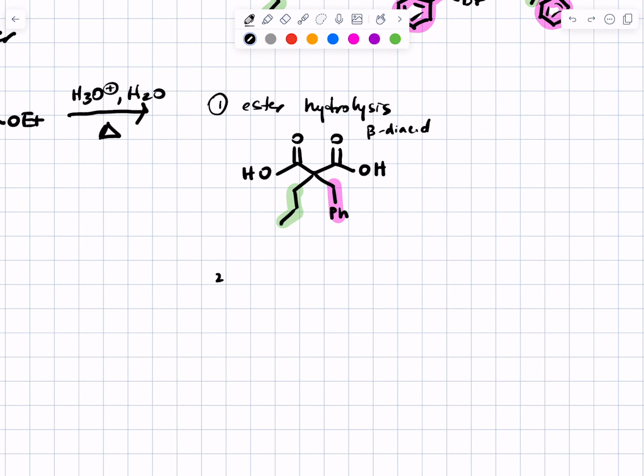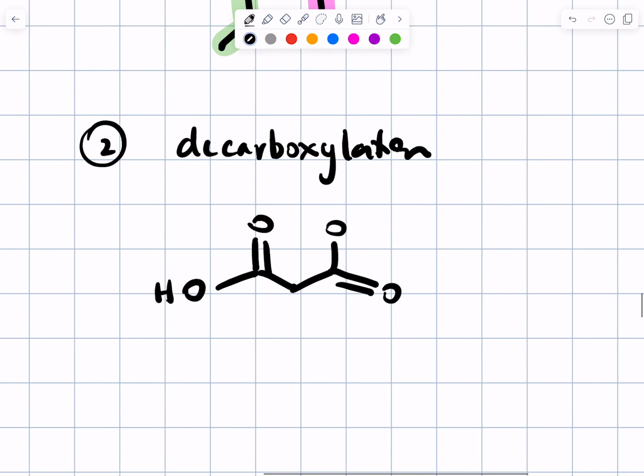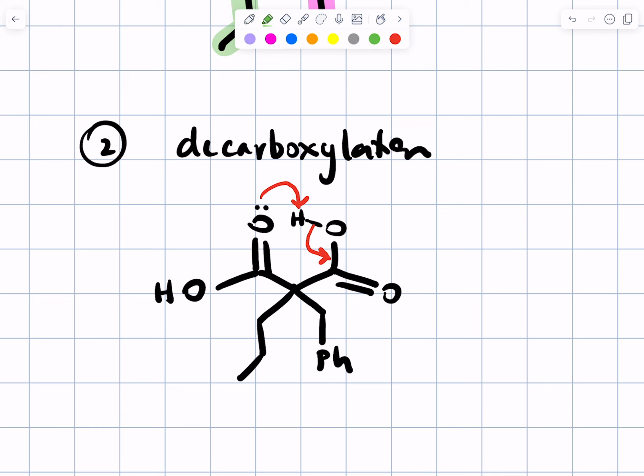The second thing that's going to happen is decarboxylation. I'll actually draw this mechanism for you so that you can see what's going on. We'll draw it exactly the same way as we drew the decarboxylation mechanism previously. That is, the carbonyl oxygen on one of the carbonyls is going to steal the proton from the OH group on the other acid. Electrons will kick down to form a new carbon-oxygen pi bond.